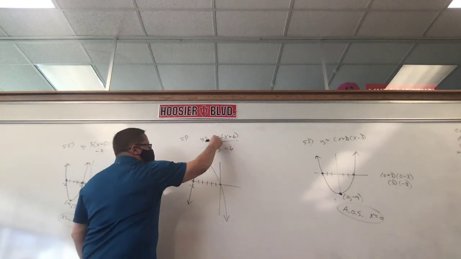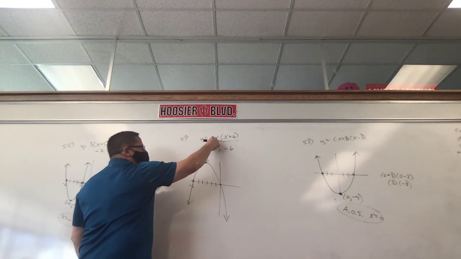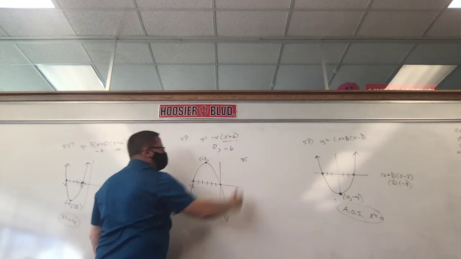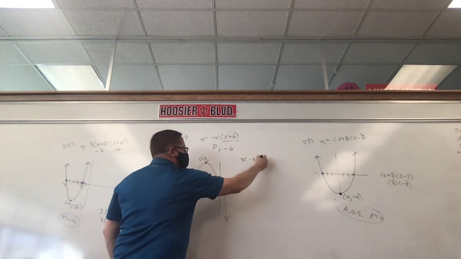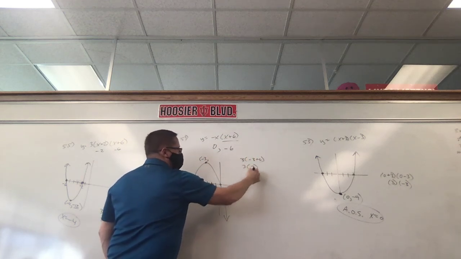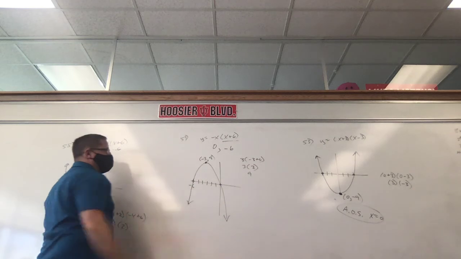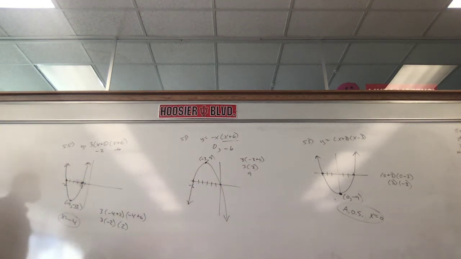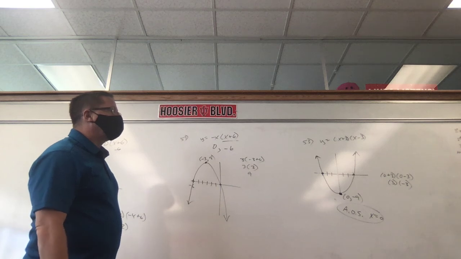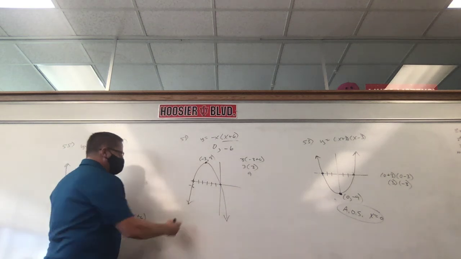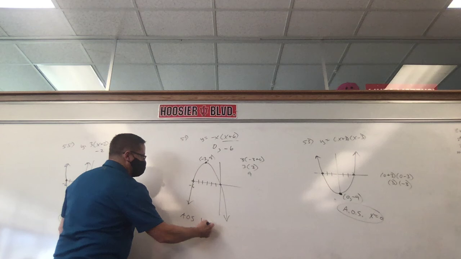Plug in negative 3 for both these x's. Negative 3 is 3 times negative 3 plus 6 is 3. So negative 3, 9. So we have everything: the x-intercepts, the vertex, and the axis of symmetry. The axis of symmetry is x equals negative 3.